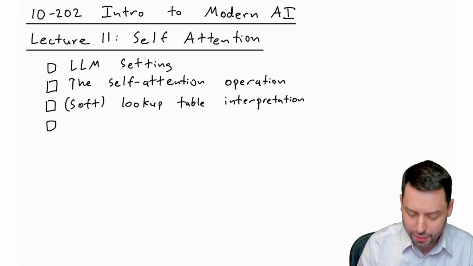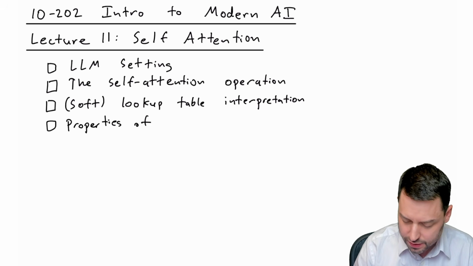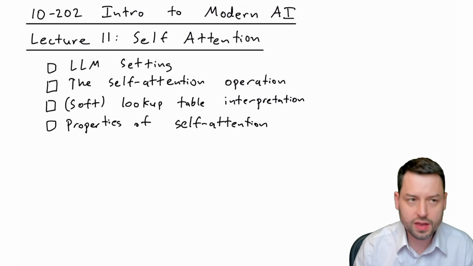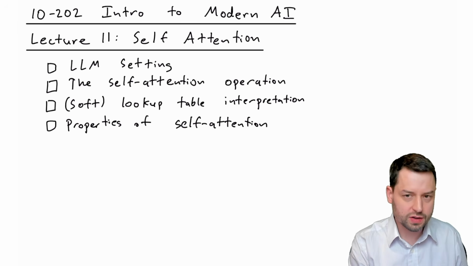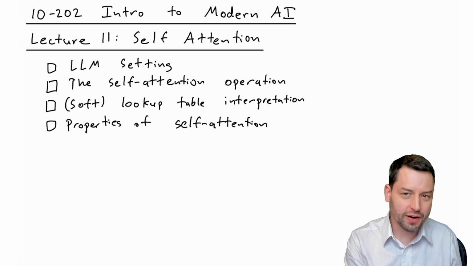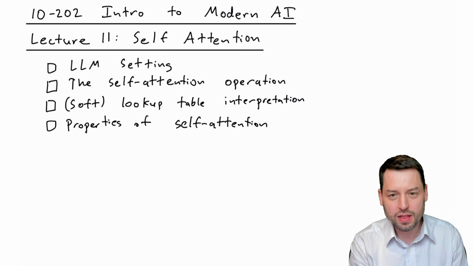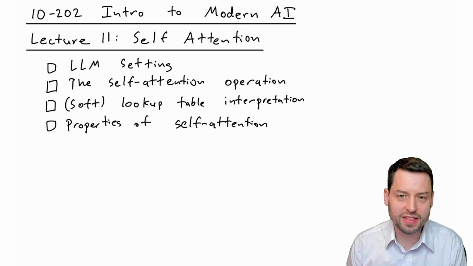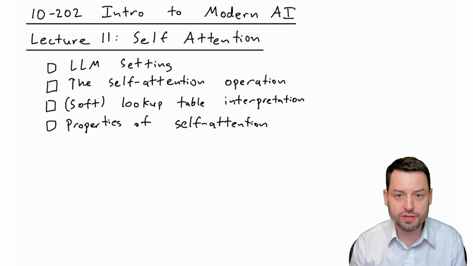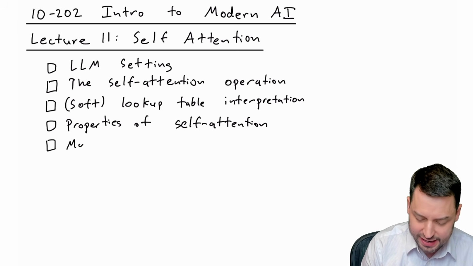Finally, I'll talk about some properties of self-attention. In particular, I'm going to talk about how self-attention is invariant to reorderings of the data. The actual technical term is equivariance, but we'll just think about it as: it doesn't really matter if you reorder elements of the input. The output will just be a similar reordering of the original outputs. We'll also talk about the fact that it mixes over the entire set of inputs it's given. And then finally, we will talk about multi-head attention.